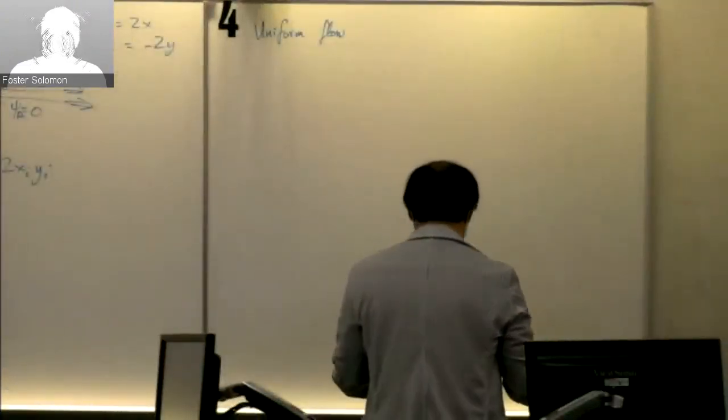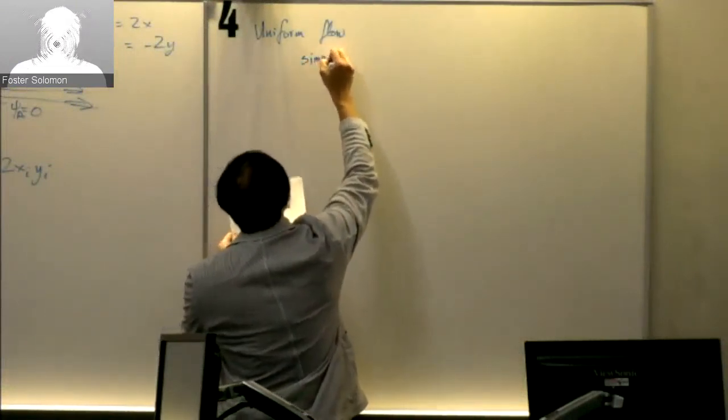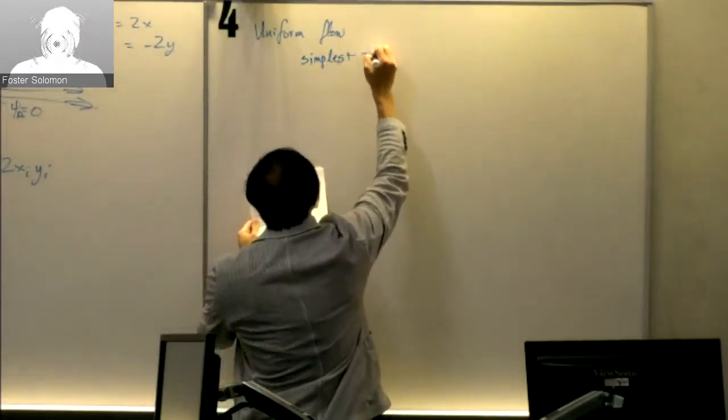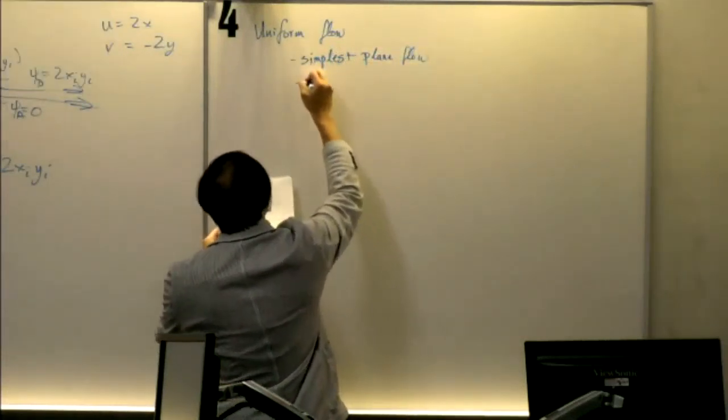Uniform flow is the simplest plane flow. Streamlines are straight.